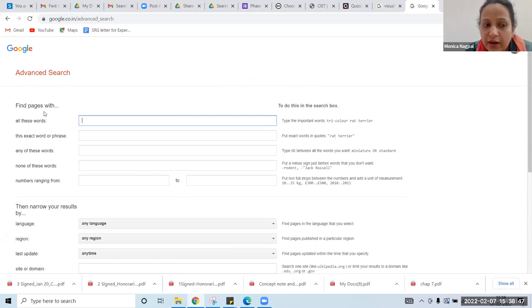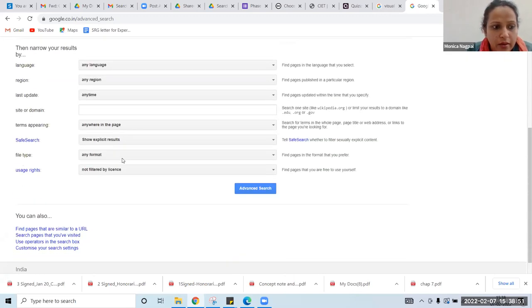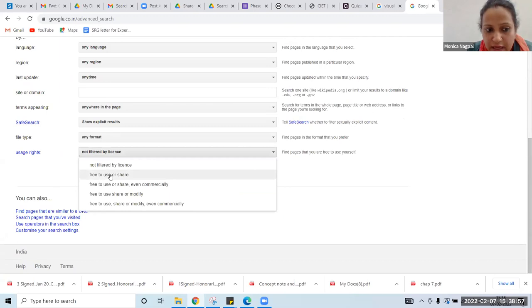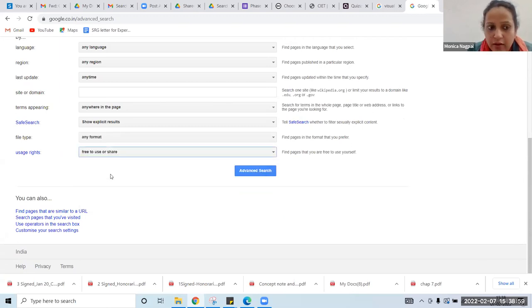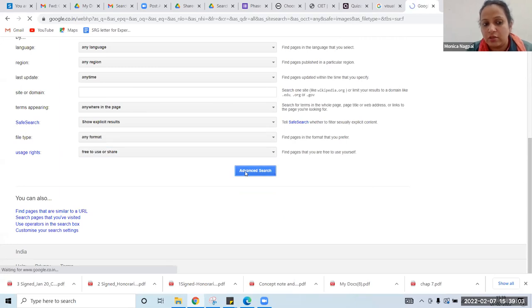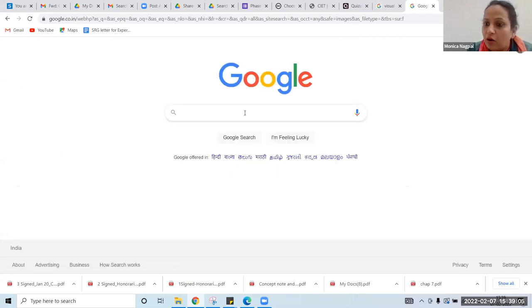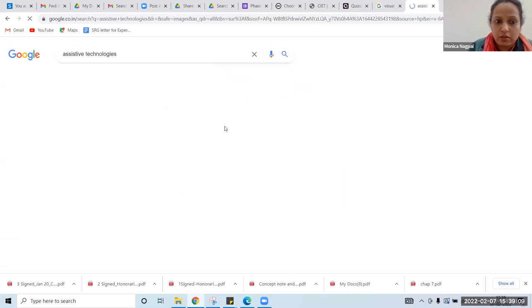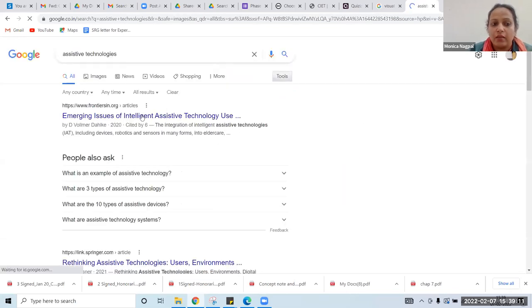So this is an advanced search option in Google. When we go below here, we have usage rights here, not filtered by license. Right now it is showing. I can say free to use or share, and then I can go to advanced search. So then it will give me the options for advanced search. Now, say for example, I search, it will be under the Creative Commons.